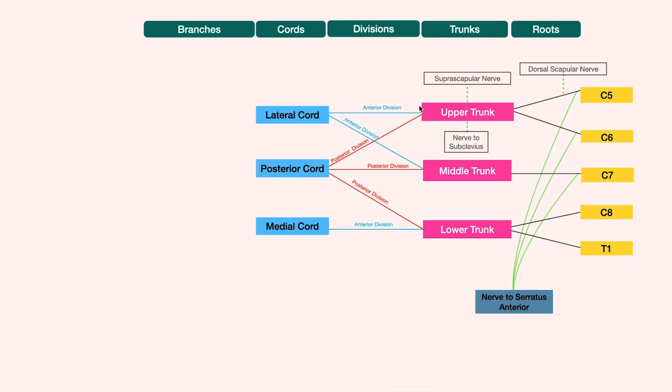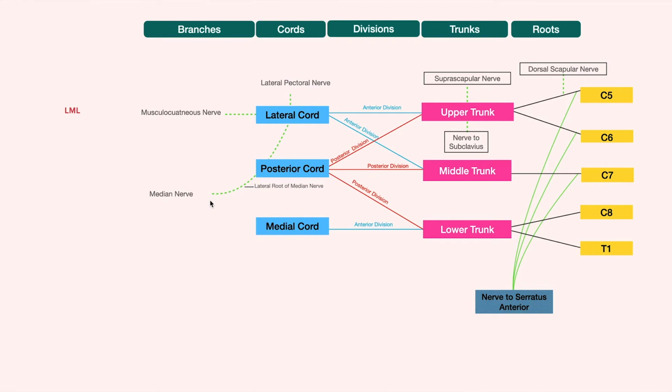Now coming to the lateral cord, what we need to remember is LML. This will remind us of all the branches that arise from the lateral cord. So we have lateral pectoral nerve, musculocutaneous nerve, and lateral root of the median nerve. So here we have the median nerve, here we have the lateral root that forms the median nerve.